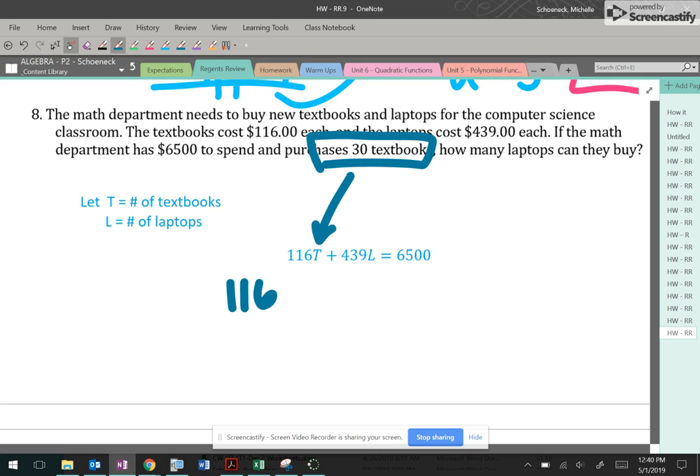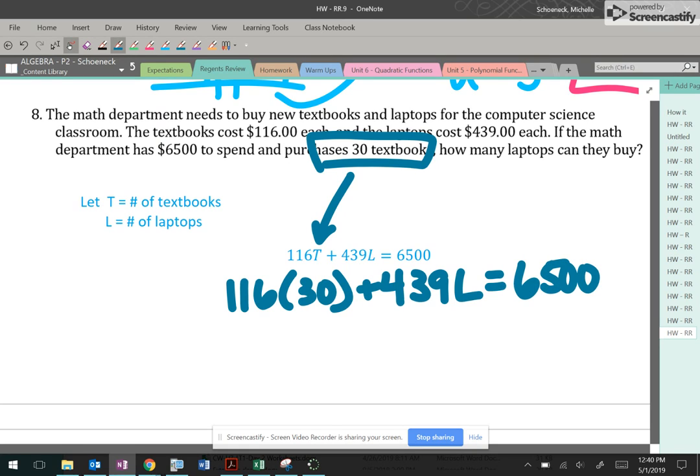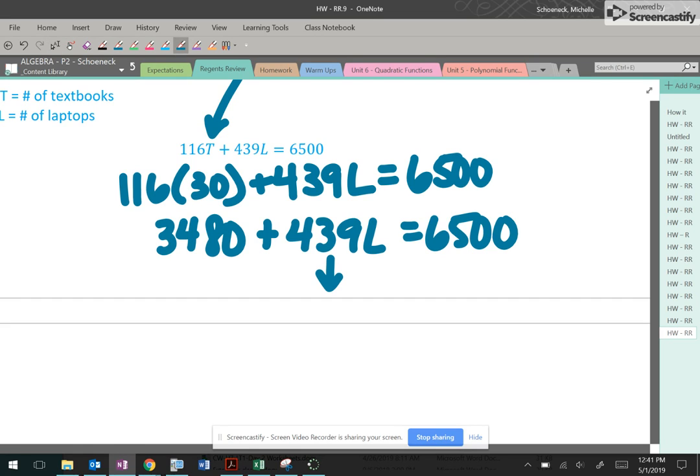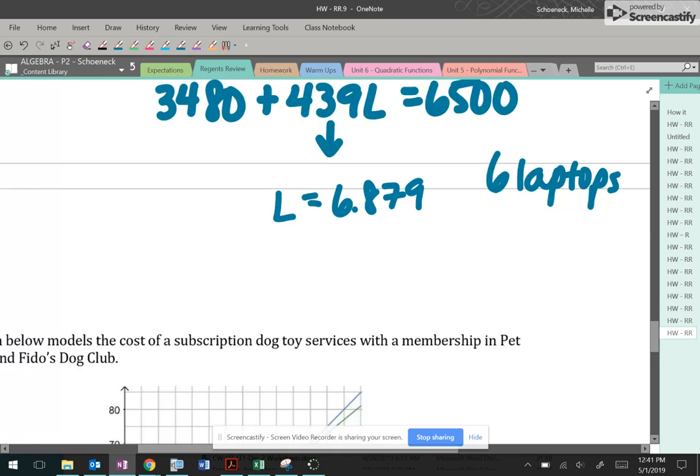So really, I'm doing 116 times 30 plus 439 L equals 6,500, or $3,480 plus 439 L equals 6,500. Go through and solve for L. When you do, you're going to find that L equals 6.879, so they can buy 6 laptops. You have to make sure you show all of the work for that one.